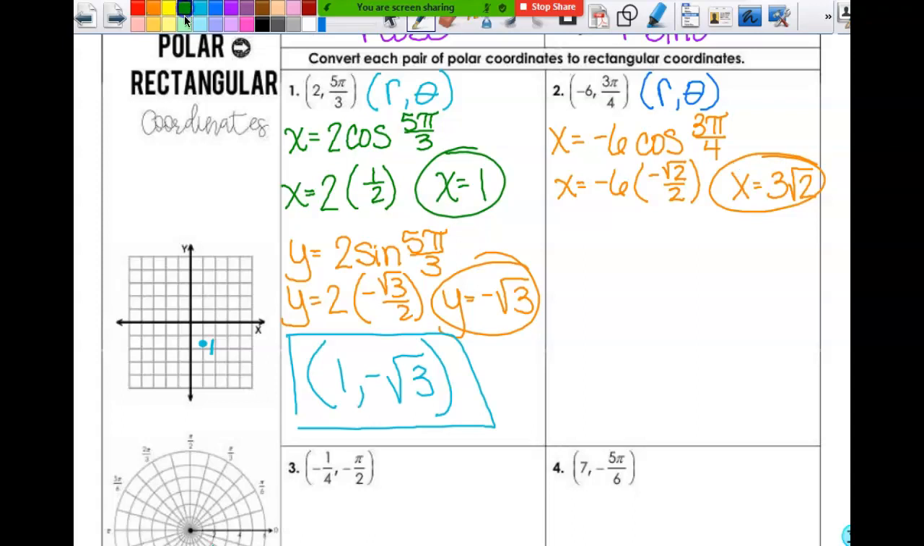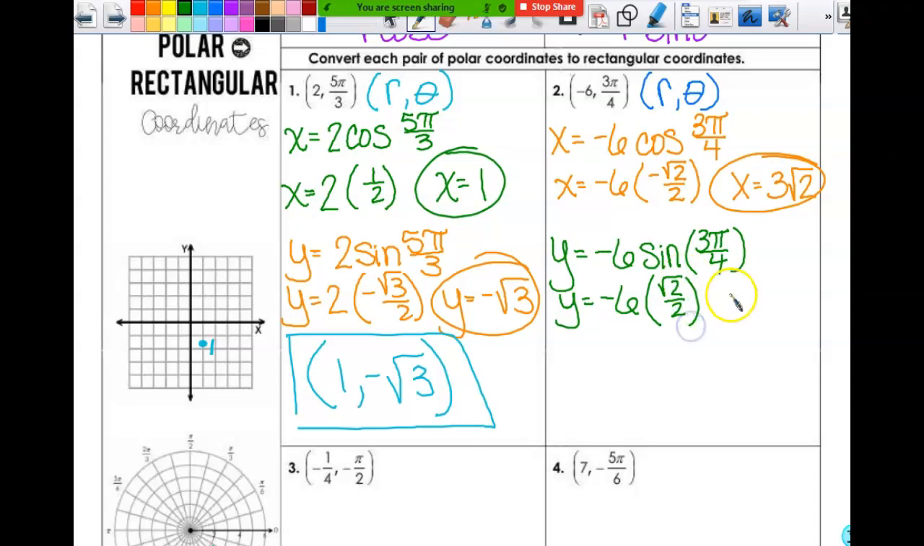All right, let's do y. Y is equal to r, which is negative 6, times sine of 3 pi fourths. Oh, I didn't need parentheses there, but whatever. So y equals negative 6. All right, 3 pi fourths, second quadrant. Is sine positive or negative? Positive. So positive sine of a pi fourths angle is going to be a positive square root of 2 over 2. And then that means that x equals negative 3 square root of 2.